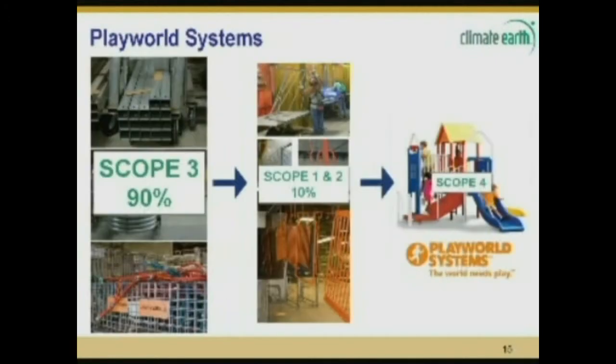The first one is Playworld Systems. Playworld is a leading manufacturer of playground equipment. To illustrate, about 90% of their emissions are in Scope 3, that is, in the materials they use to build the playground equipment. About 10% is in their manufacturing processes and painting and construction of the playgrounds. And in this case, as I mentioned, we did not measure Scope 4, the use of the playground, which is actually a very, very low carbon emission.